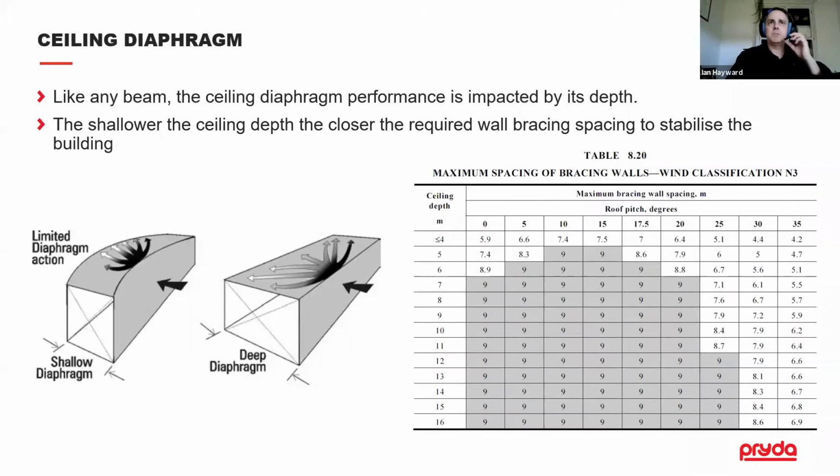Like any other beam, the ceiling diaphragm performance is impacted by its depth. And how is that calculated? It's basically measured: the ceiling depth is measured parallel to the wind direction. You can see here, for these deep diaphragms, you get better engagement of the ceiling diaphragm, and this is measured in the standards by ceiling depth. At these lower ceiling depths, the distance between these bracing panels has to start reducing because the capacity of that diaphragm to carry load is reduced.